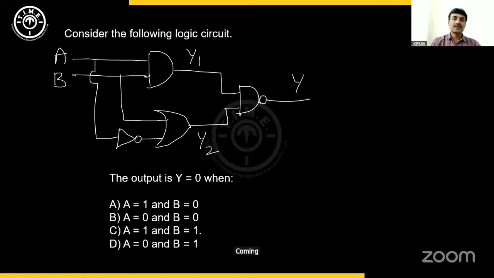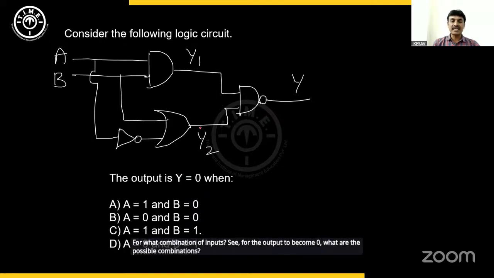Coming to the first question, here is a logic gate given. It is a combination of gates: AND, OR, NOT, NAND, 4 different gates are there. Consider the following logic circuit. From that circuit the output Y must be 0. So this value is decided, it must be 0. For what combination of inputs? See, for the output to become 0, what are the possible combinations?